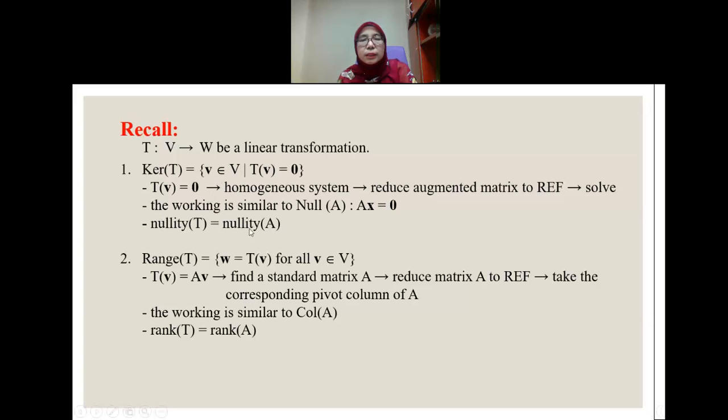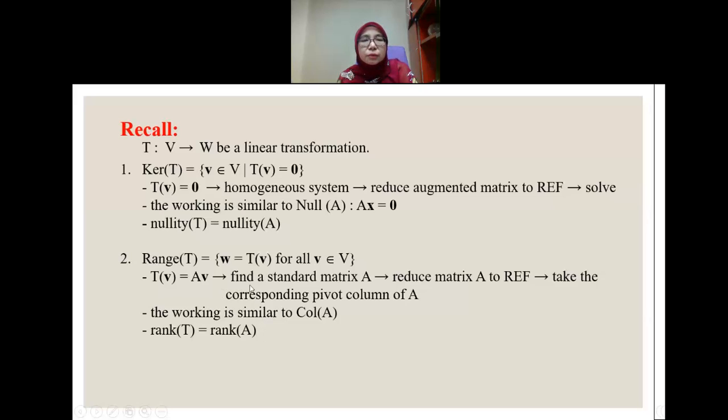So this working is similar to the null space of A. For null space A, we use Ax equals the zero vector. So nullity T is equal to nullity A. For range T, you should begin with T(v) equals Av. So v here is a vector. Sometimes we use T(x) equals Ax. It's the same.